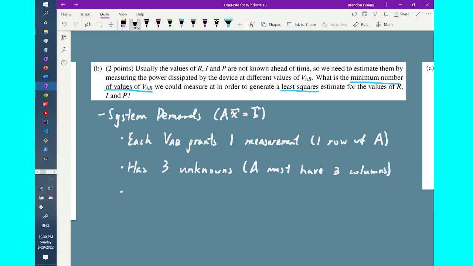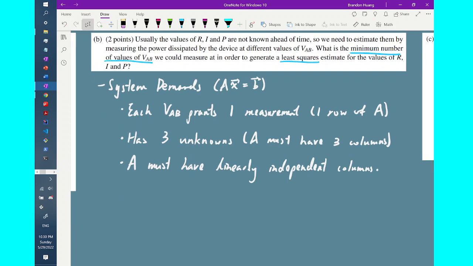And last but not least, A must have linearly independent columns, so that A^T A will be invertible. And only in that way can we actually generate a least squares estimate for X hat. So A must have linearly independent columns.